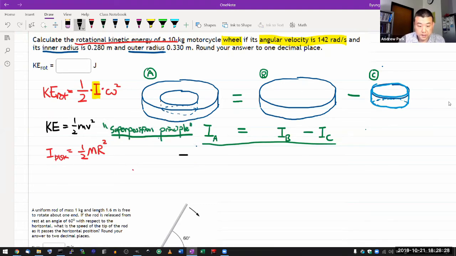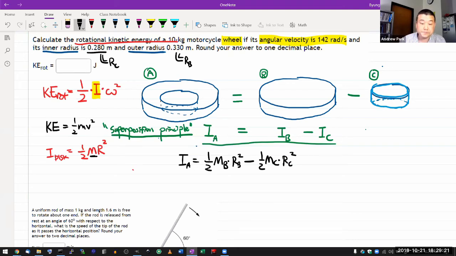A, I guess I'll leave that as a symbol, is going to be the rotational inertia of B, which is 1/2 the mass of B times the radius of B. So this is what I would call radius of B squared, minus 1/2 the mass of C times the radius of the disk C. This is what I'm going to call radius of C. So radius of C squared.